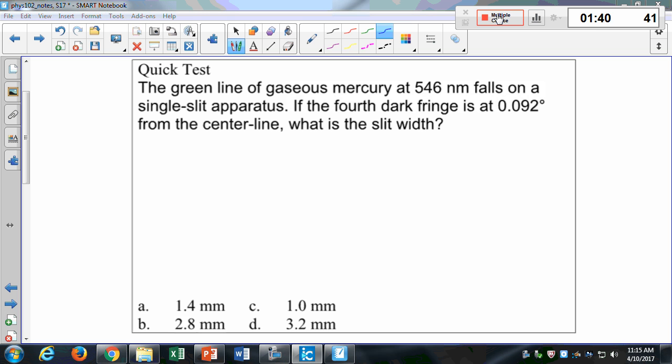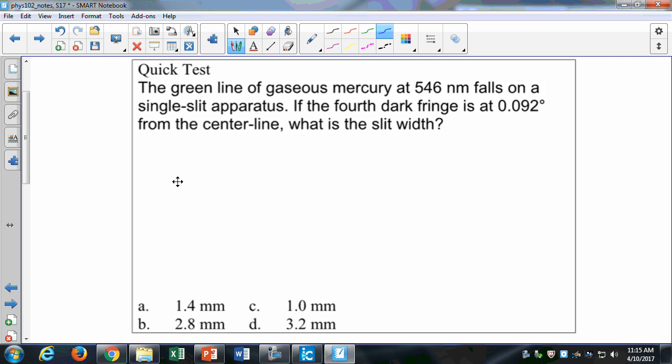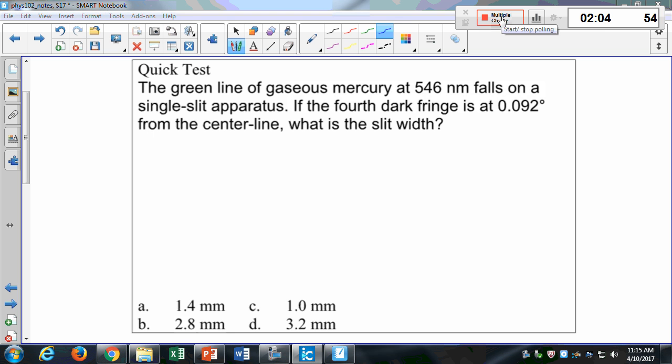All right, let's stop at 155, and we'll go on to 2 minutes. All right, just a few more seconds. Just guess if you're not sure. All right.